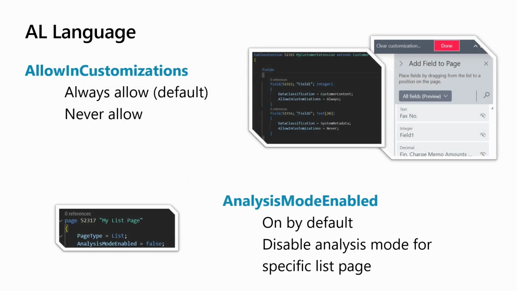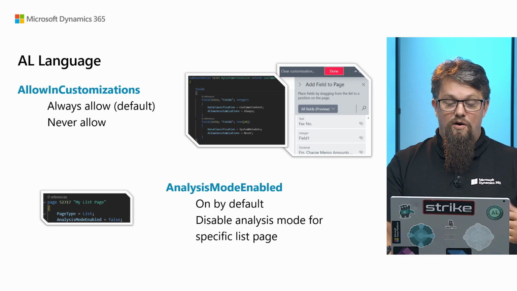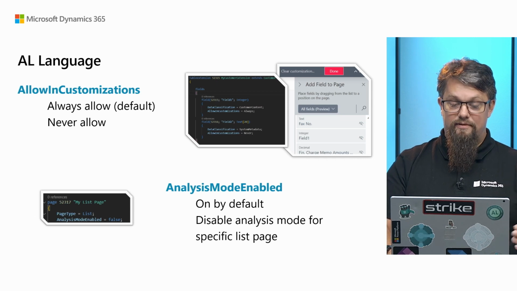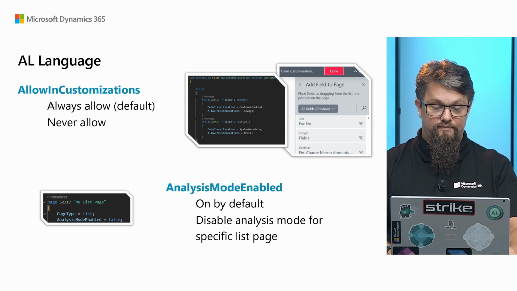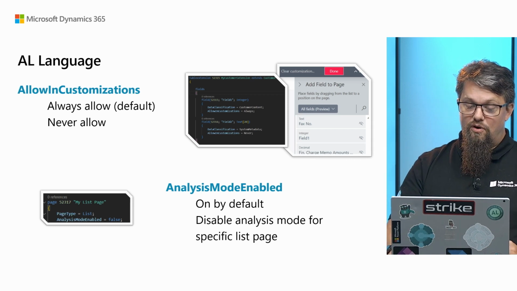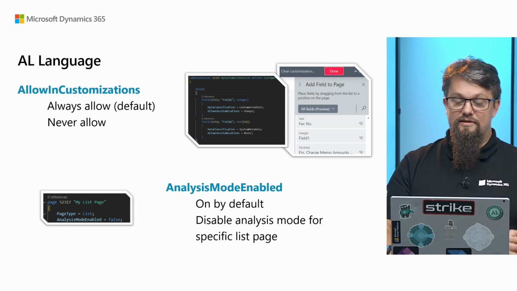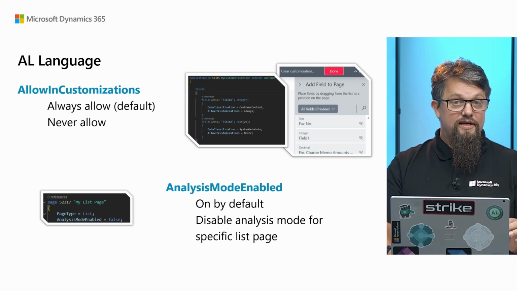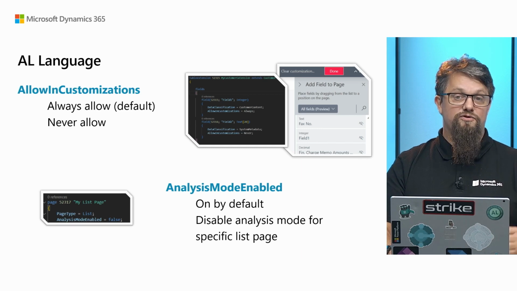On table fields, you now also have the option to control if a field can be used in profile customization. Previously, you had to add a field to the page in order for it to be used in profile customization, but now you can also choose from table fields if you have the right permissions. With the Allow in Customizations property, you can control if a certain field should never be possible to add in a profile customization. On pages, you also have more control. Here you can now set the analysis mode enabled to false on that specific list page where detailed analysis capabilities are not usable.